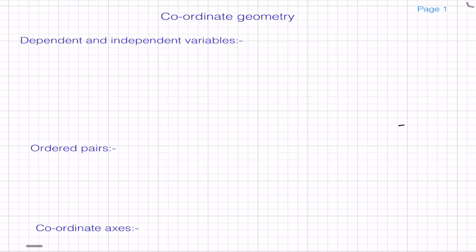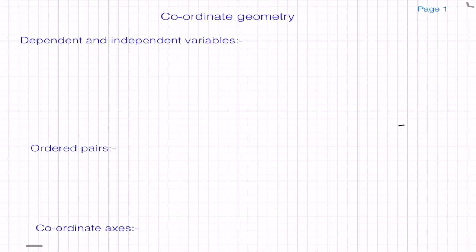So again, before starting with this topic, I just want to consider all the terms that are going to be used in this coordinate geometry. First is dependent and independent variables. There are two types of variables: one is dependent, the other is independent.